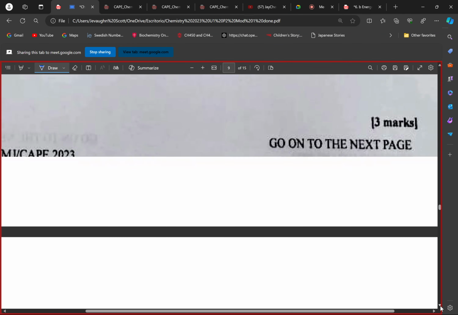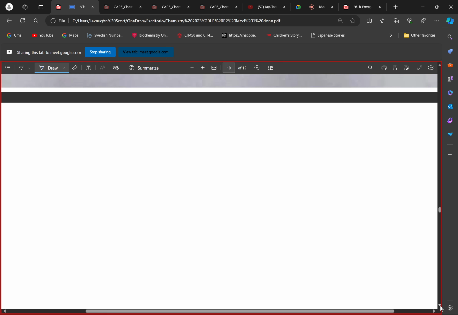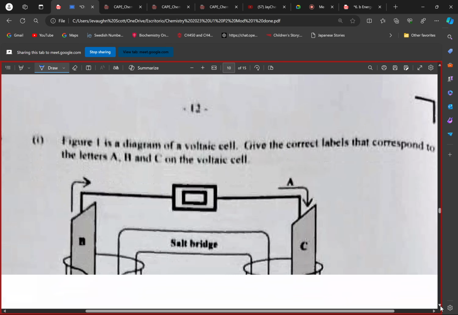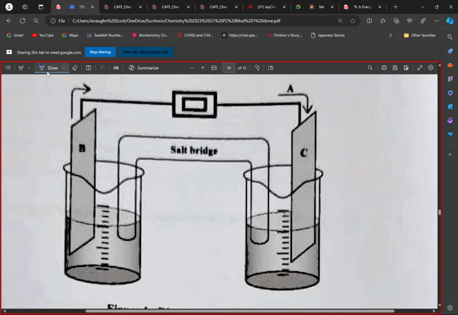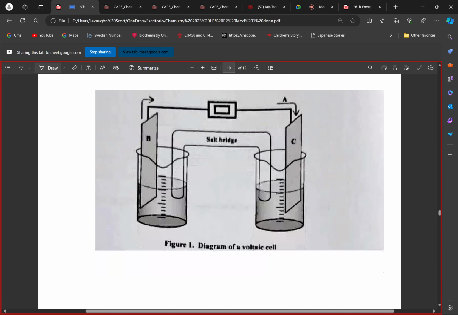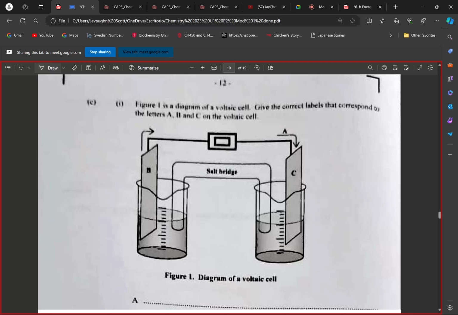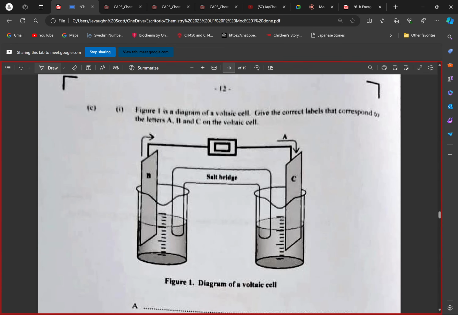Alright, that's interesting. So is this a question? This is a simple question here, the voltaic cell. Looking at the voltaic cell now, we have all of these things, so we need to label it. Is that what we're doing? Labeling. What is A?